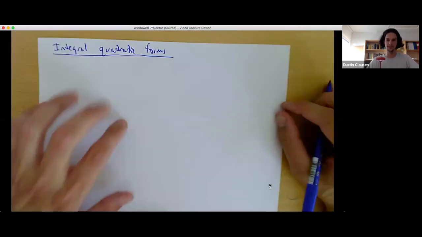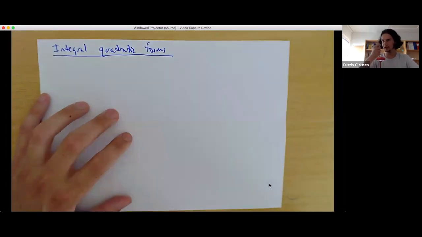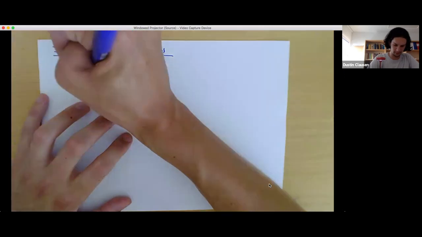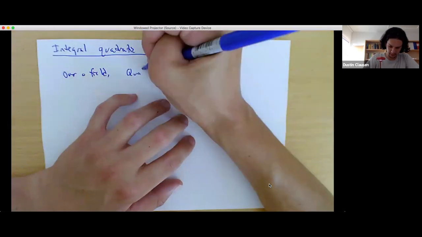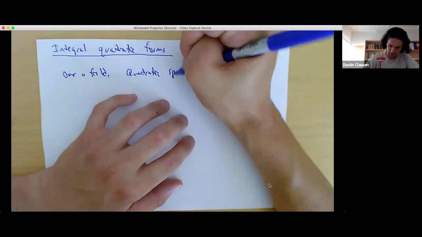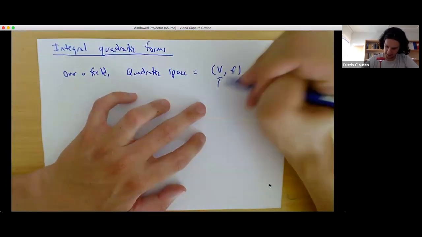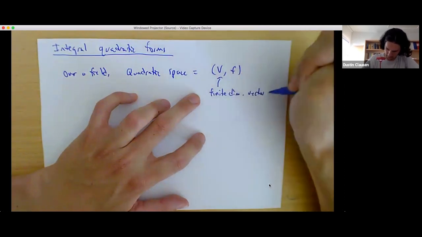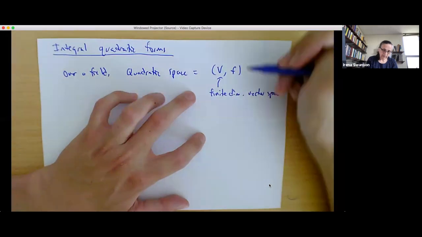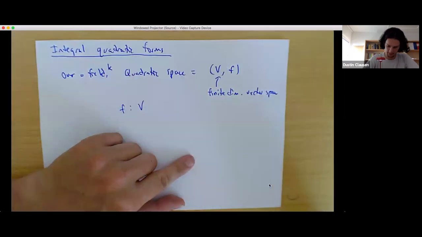Or quadratic forms over Z. So, let me start by recalling the definition of a quadratic space over a field. A quadratic space was a pair (V, F), where V is a finite dimensional vector space, and F was a function from V to K, let's call the field K.